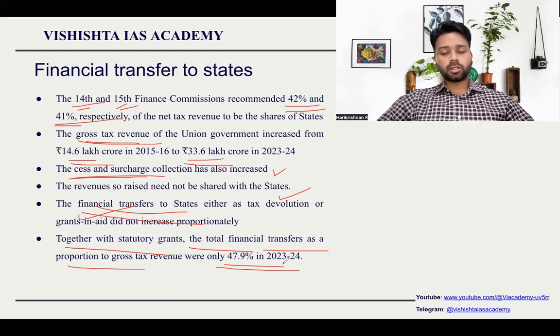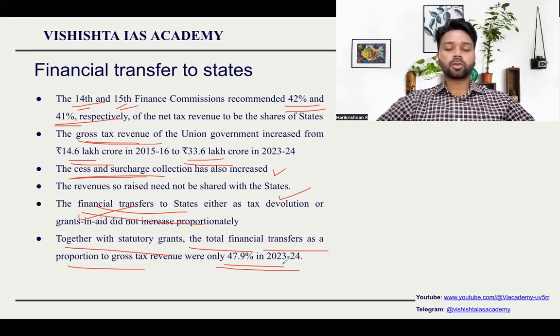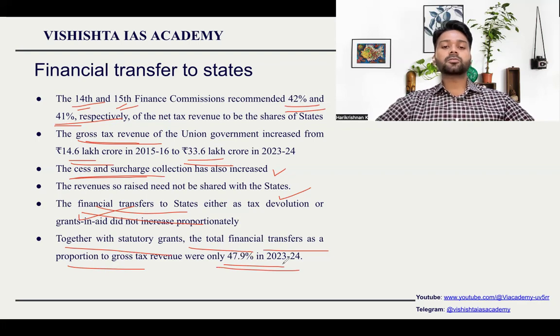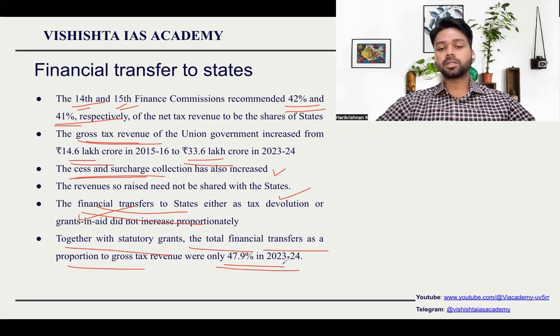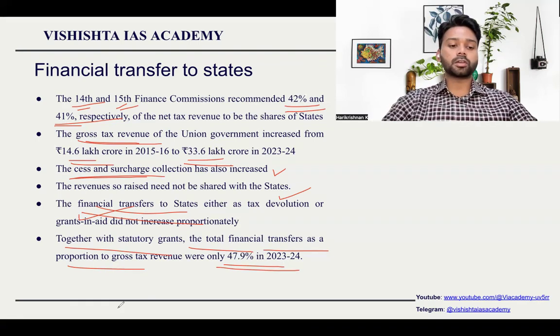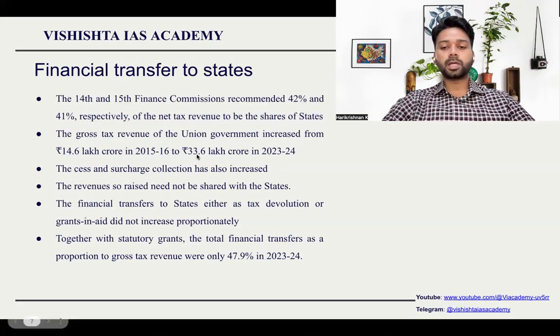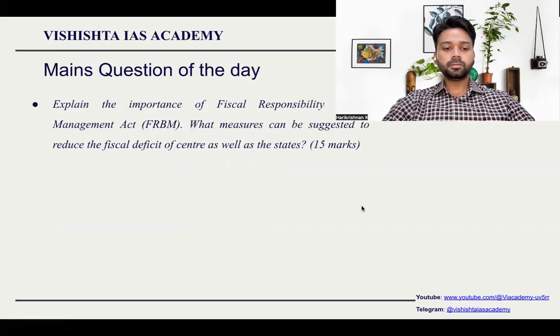As a UPSC aspirant, what we should know is that states should get a good amount of revenue and grants from the center, so that the state can focus more on infrastructure development and on the socio-economic welfare of the state. So this basic information will be helpful in the mains examination under GS3.